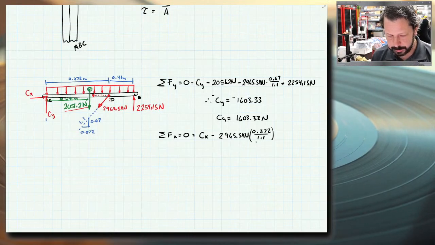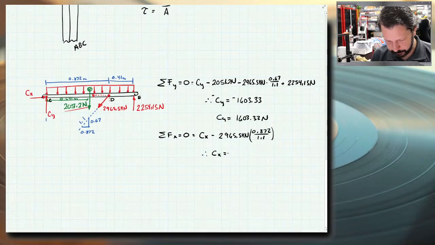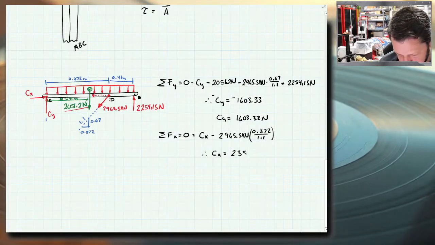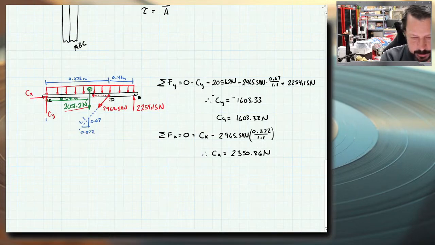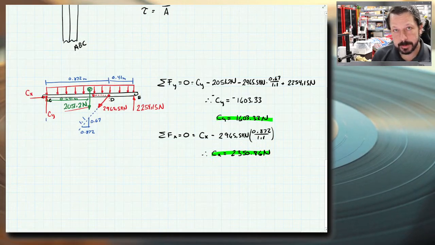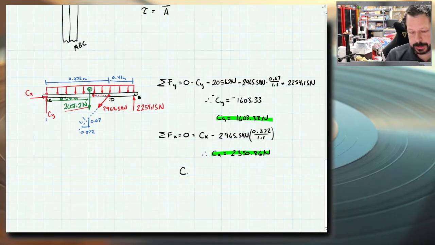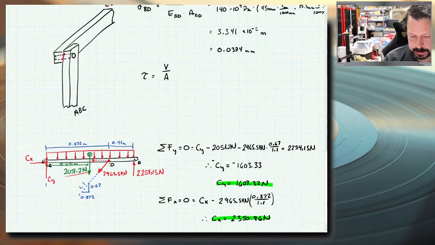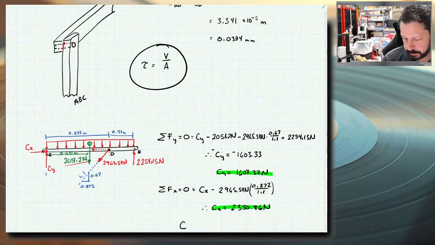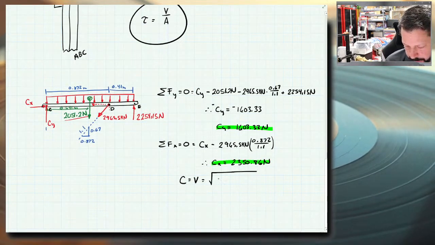All right, so if I do this, then CX is equal to 2965.54 times 0.872 divided by 1.1, 2350.86 newtons. So there are my X and Y components for the resultant at C. So C, the actual force that goes into this shear stress equation, is equal to V. So it is the shear force, and it equals the square root of CX squared plus CY squared.